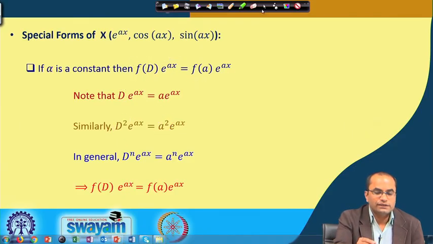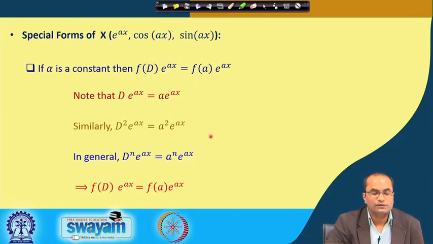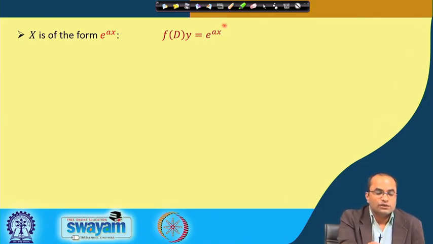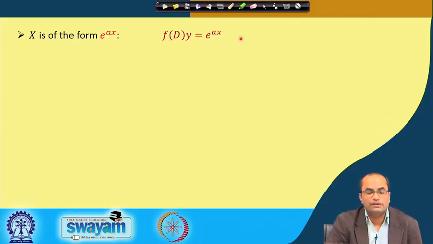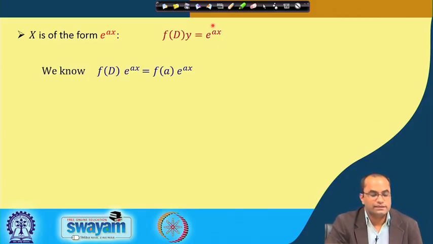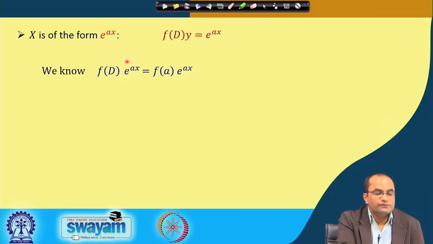So, with this we can now derive the first result of this special form, and that is here: if X is of the form e power ax, then what will be our formula to evaluate the particular integral? So, this is for instance our differential equation f(D) y is equal to e power ax. So, the right hand side here is a special function, this exponential ax. What we know already from the previous slide is that f(D) when applied on e power ax, we get f(a) e power ax.